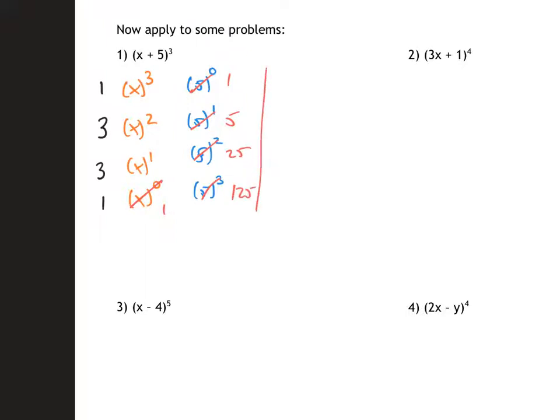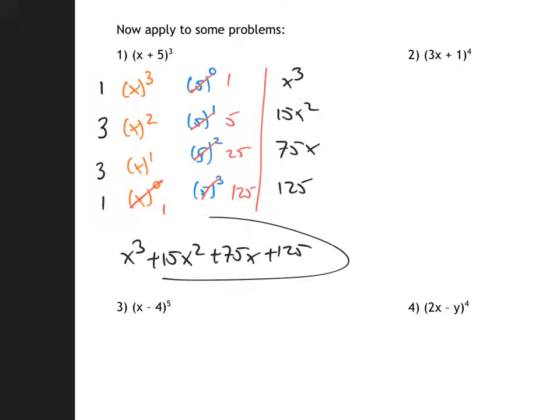And then here, we're gonna multiply everything straight across. So I have x cubed plus 15x squared, 75x, 125. And this will always give me my answer. So x cubed plus 15x squared, 75x, and we have our binomial expansion, which is nice.